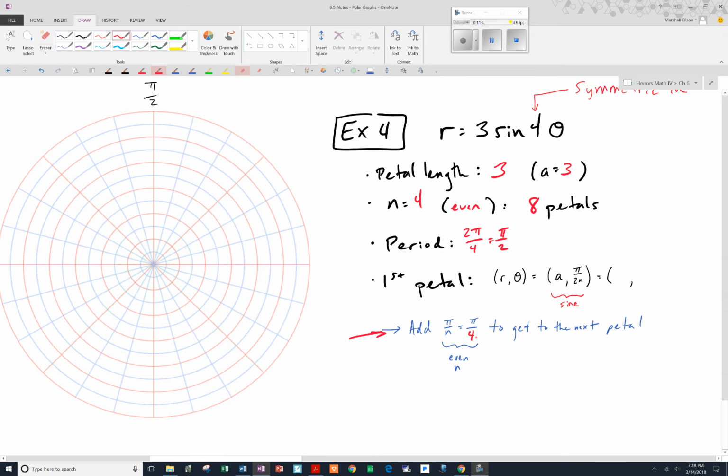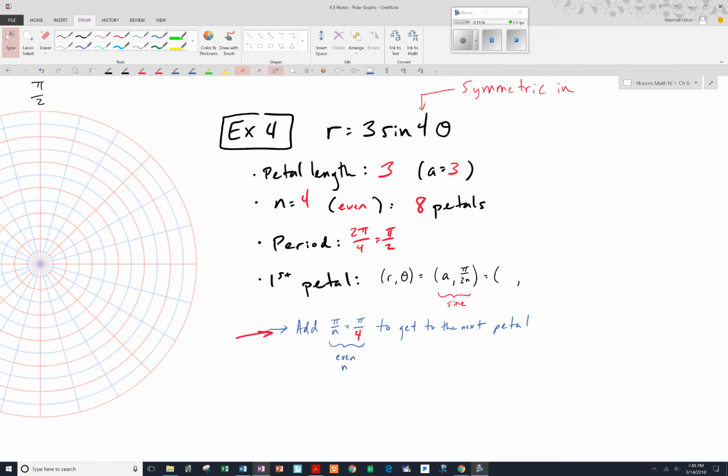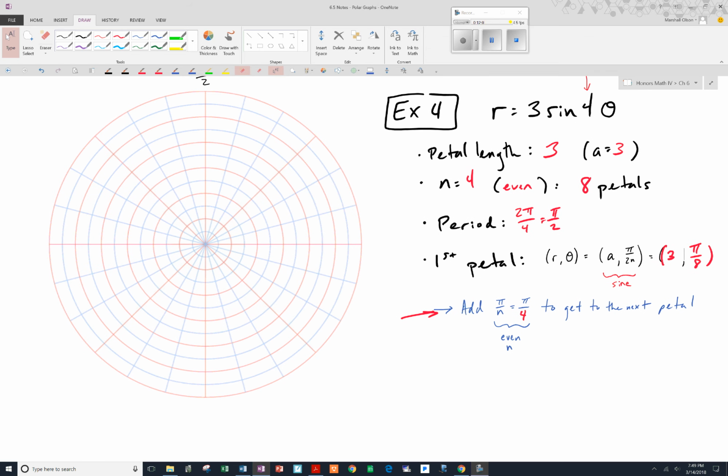So my first petal, since this is a sine graph, is not going to be on that polar axis. We need to recognize that it's a sine graph and say, well, this is then going to be at 3 comma and then 1/4 of the period. Well, 1/4 of the period would be pi over 8. Okay, that's where my first petal is going to be. Pi over 8 is half of pi over 4. Pi over 4 is right here. So half of that would be about right there. Okay, there's pi over 8 right there.